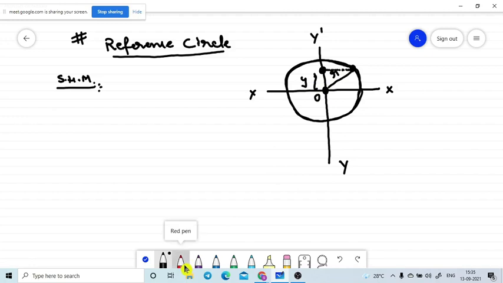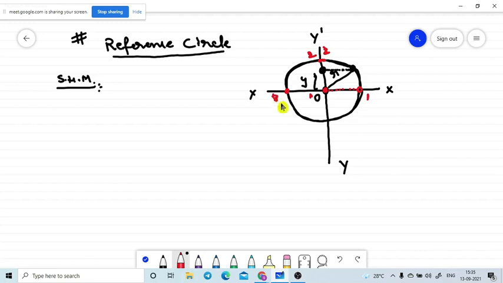Now I am taking 4 different positions. If the particle is here, the projection will be somewhere here. This is at the center, so it is point 1. At point 1, the projection of the position of the particle on the y-axis is at the center. If the particle is somewhere near this point, the projection is somewhere here. Now this is point 3, and the projection of the particle is also at 3. Sorry, this is point 2.